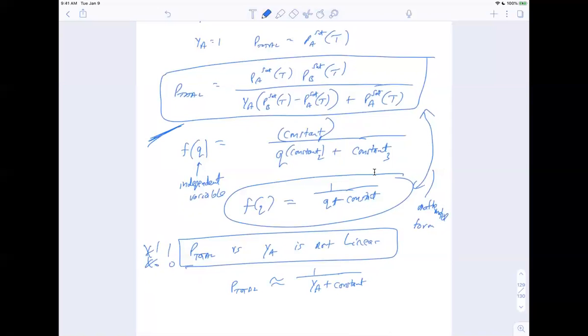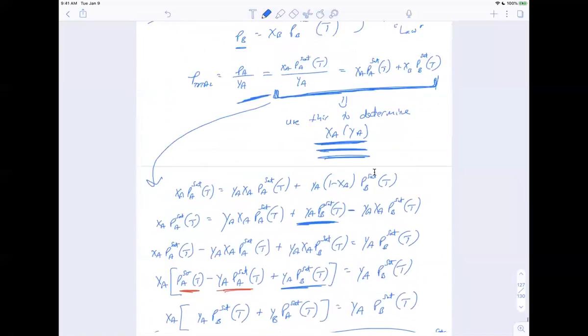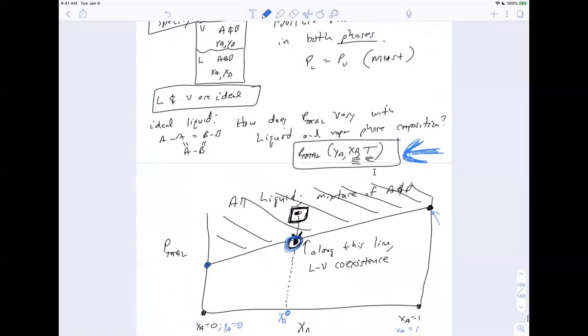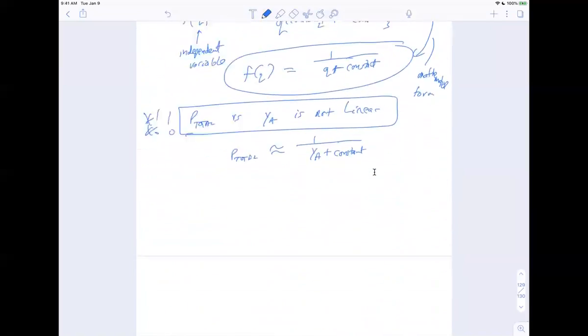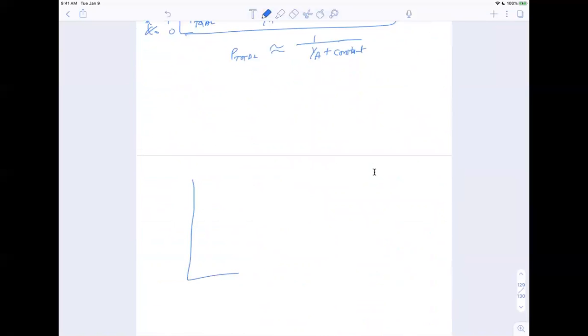Okay, and this is definitely not linear. And so what does it look like? Well, we can go back now and plot P total, and I'll just make another plot. So now we're going to add everything together. Here's P total. Now we know that we have XA and Y sub A. Now we're going to plot everything together.